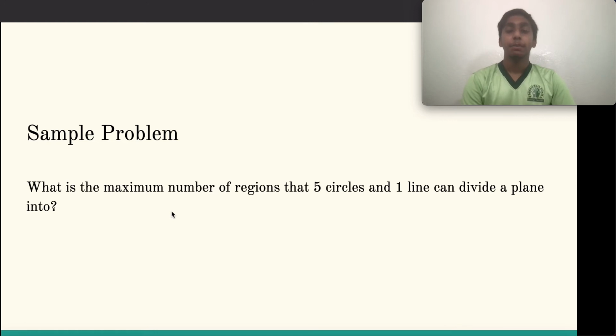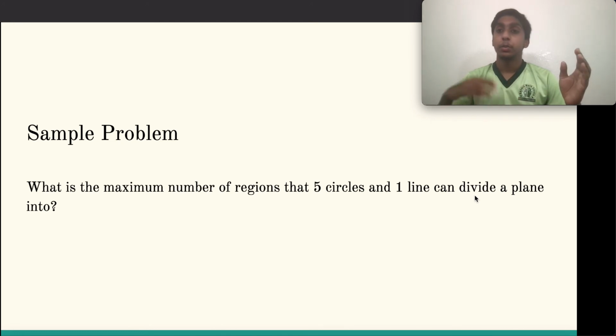What is the maximum number of regions that 5 circles and 1 line can divide a plane into? Okay, so here we use our formula. Remember, you're not going to be using the formula for only lines or only circles. You're going to be using the one for both of them when they're combined. So you just need to plug your numbers into the formula. Make sure to keep your variables straight. In this case, n is probably going to be your circles, and m is going to be your lines. But just make sure to keep your variables straight when you're solving it out. Okay, so pause here and solve the problem.